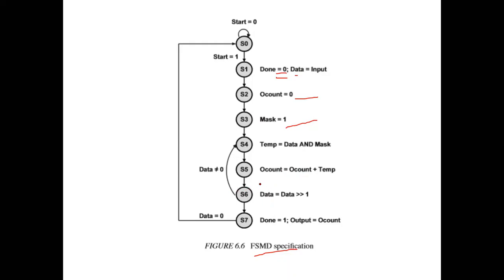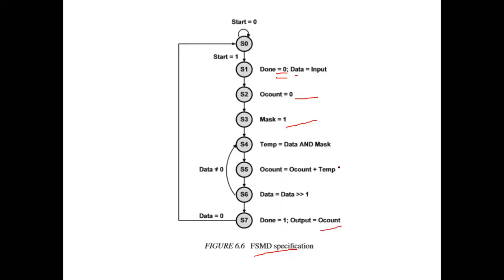Next we can have state 6. State 6 means we are right shifting the data, and if the data is not equal to 0, we are moving back to S4. This loop will continue till the data becomes 0. Once the data equals 0, it will come to S7, where the output port will be given the value of output count.